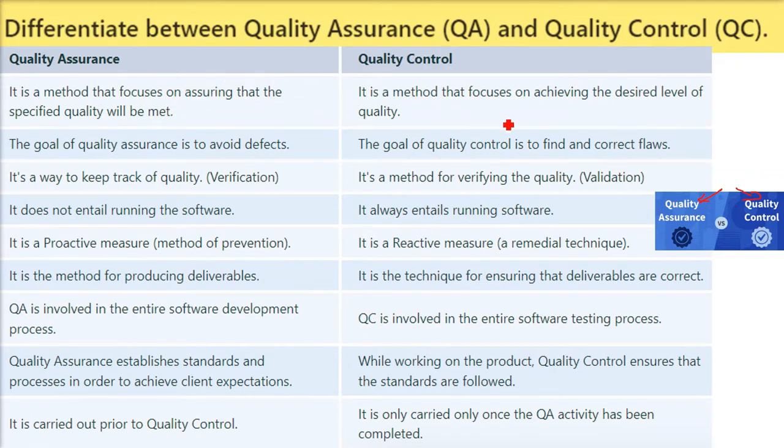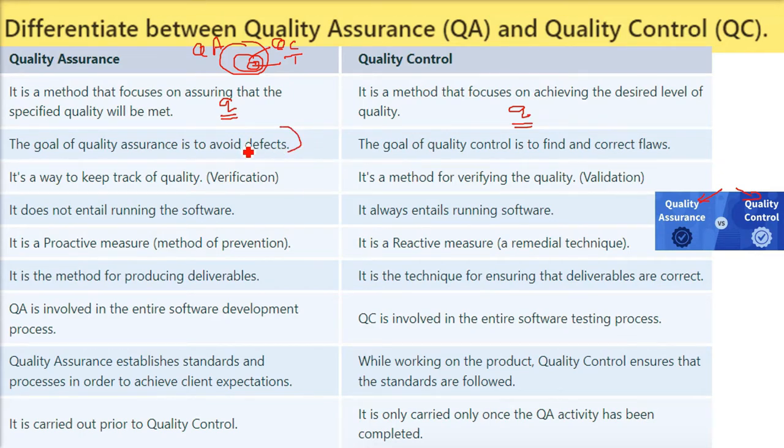But let us see more differences. See, quality assurance is a bigger set. Inside this, there is quality control. And inside this, we have testing. So quality assurance is a method that focuses on assuring that a specified quality which is being decided or proposed is being met. That is the quality we are ensuring. And quality control is the method to achieve this quality which is set in quality assurance. So quality control is focusing on achieving the desired level of quality.